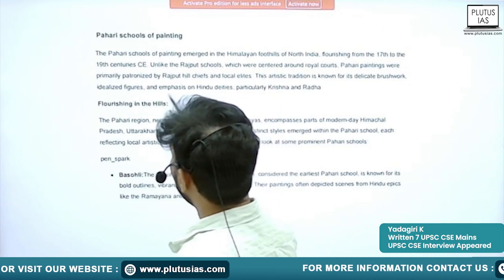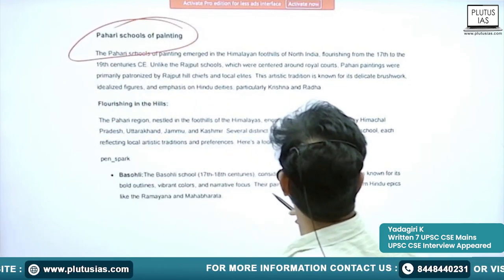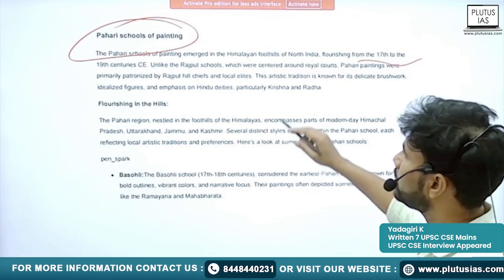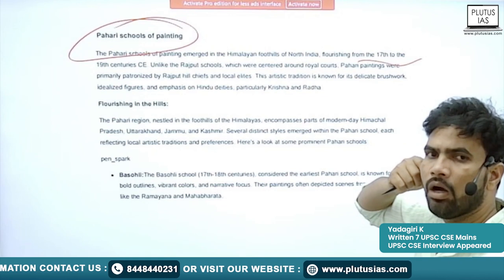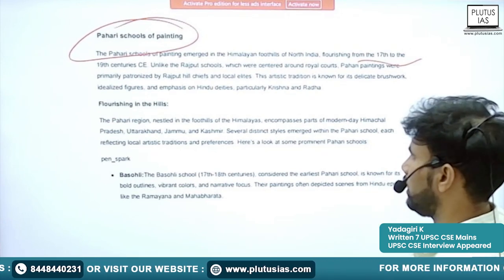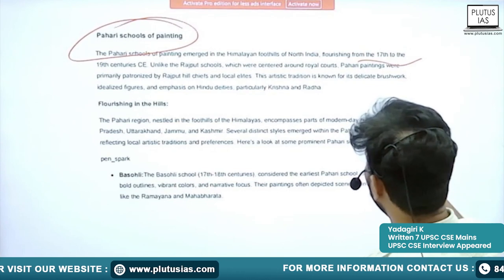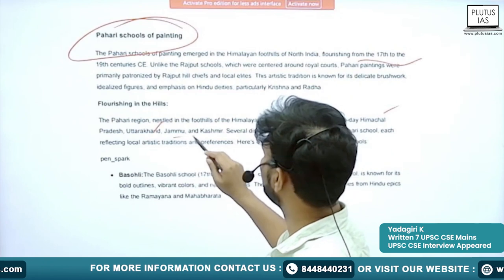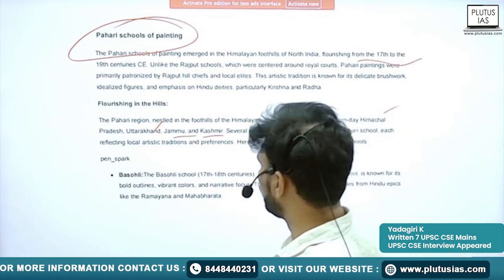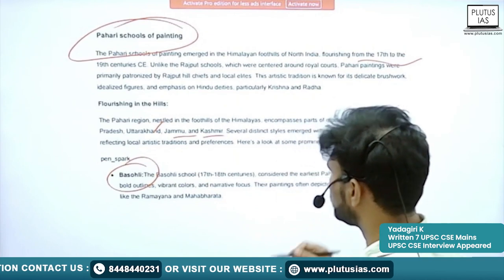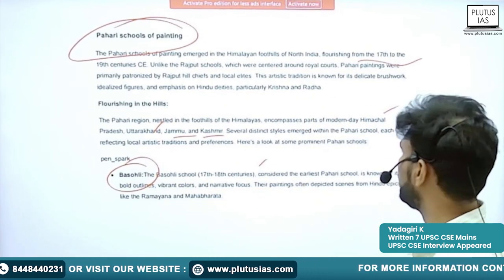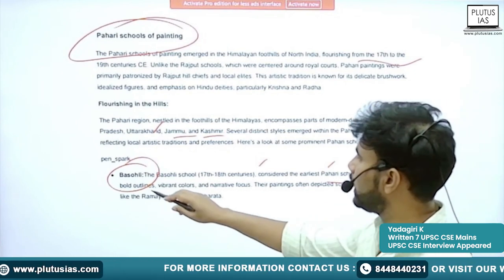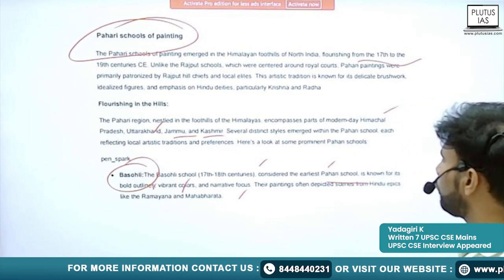Next is the Pahadi school of painting. It flourished from the 17th to 19th century AD. This art flourished at the foothills of the Himalayas, right? So the locations, if we see, encompass present-day Himachal Pradesh, Uttarakhand, and Jammu and Kashmir. There are sub-schools like the Basholi sub-school. It flourished between the 17th and 18th centuries. It is considered the earliest Pahadi school, known for its bold outlines, vibrant colors and a narrative focus, right?